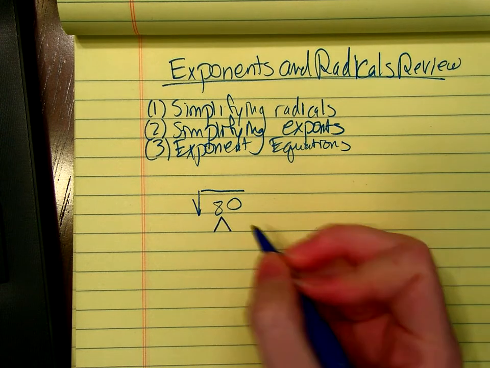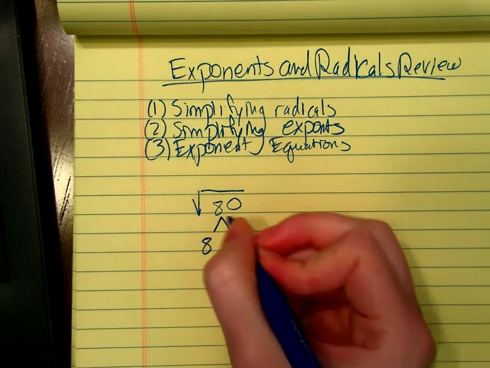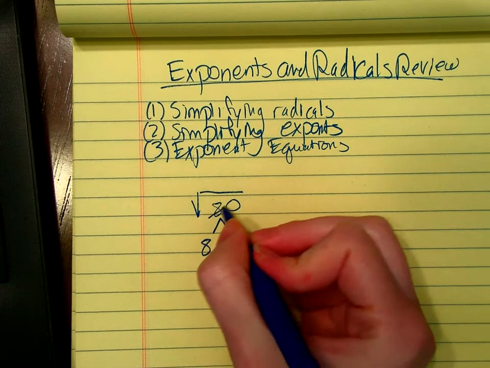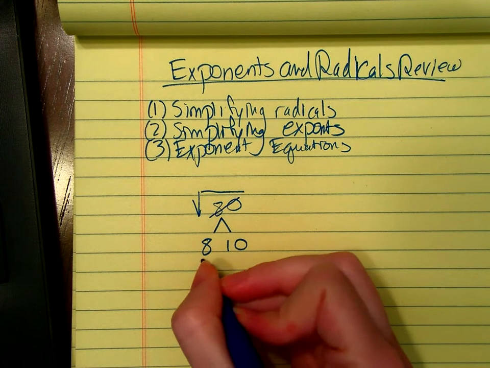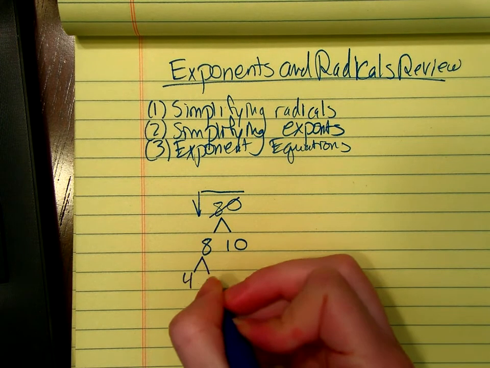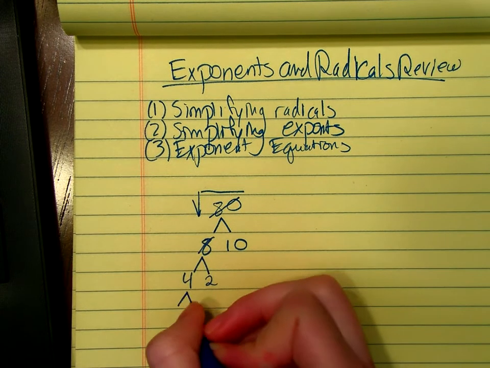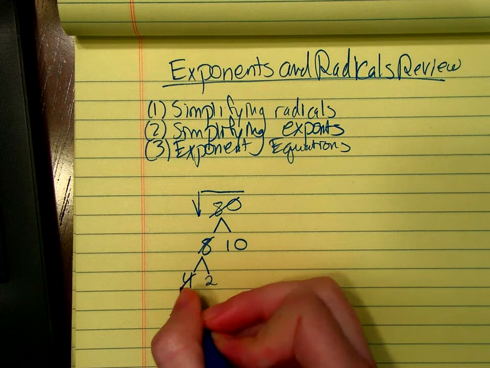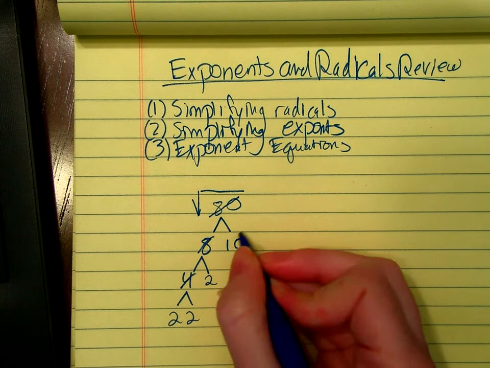So 80 breaks down into 8 times 10. And then in order to really keep track, if you want to go ahead and cross off the previous parts of the tree, that's super helpful too. 8 breaks down again into 4 and 2. 2 doesn't break down, but 4 breaks down into 2 and 2 again. 10 breaks down into 5 and 2.